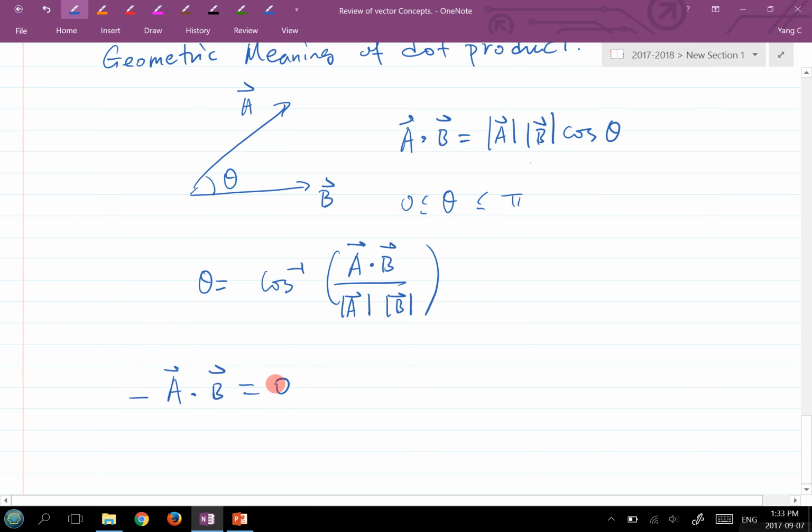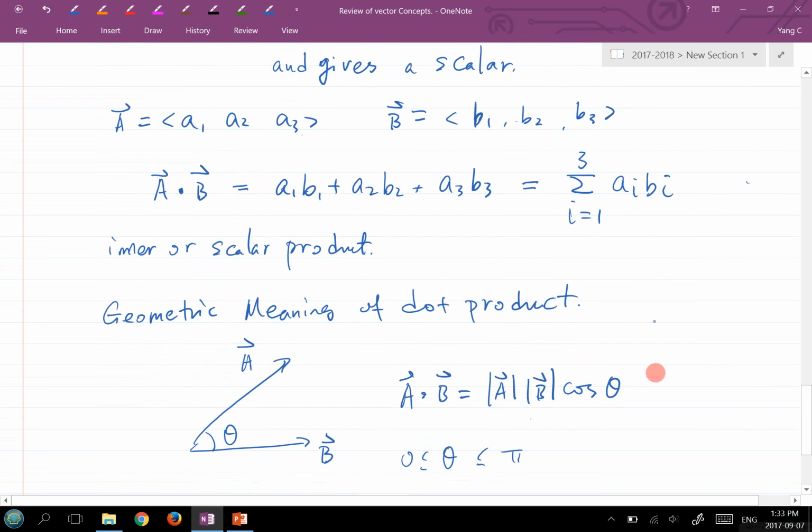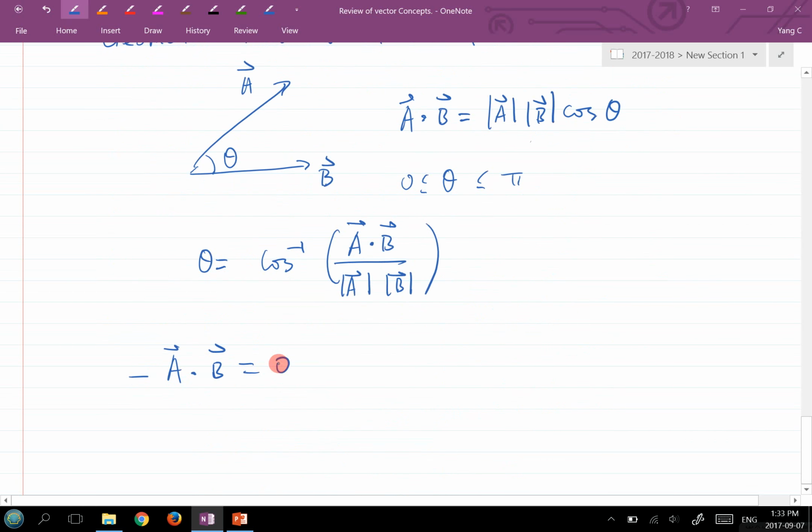So you probably calculate A dot B using this formula, and you got a 0. Then what does 0 mean? What does it tell you geometrically for the vectors A and B, if this is a 0 value here? Perpendicular, meaning theta equal to 90 degrees.